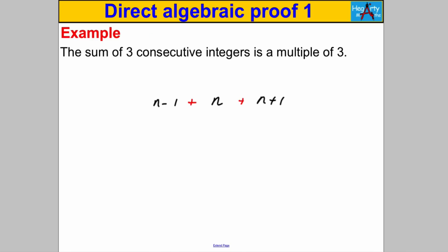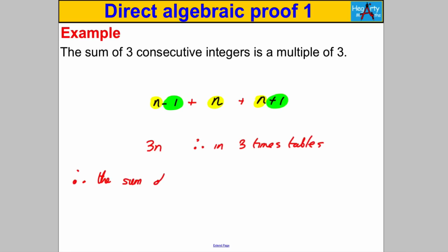So let's do that. We can collect like terms, can't we? There's an n there, an n there, and an n there. So we've got ourselves 3n. And we've got ourselves negative 1, add a 1 is nothing. And that's of the form 3n, so it's in the 3 times table. So we can say therefore in 3 times tables, therefore the sum of 3 consecutive integers is a multiple of 3.